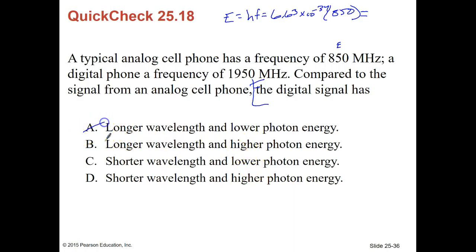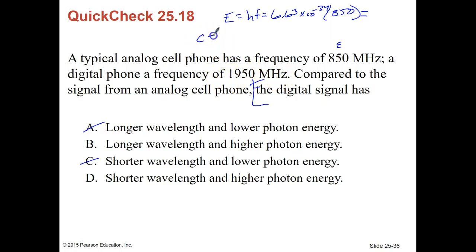So I know I can cross off letter A and letter C. The only thing that some people do is they go, oh, but wait a minute, let's pick this answer because it says longer wavelength. Well, this one does not have a longer wavelength. It has a higher frequency.